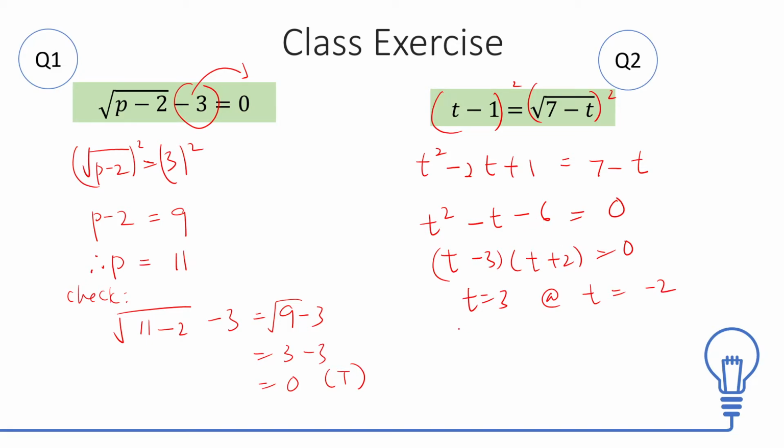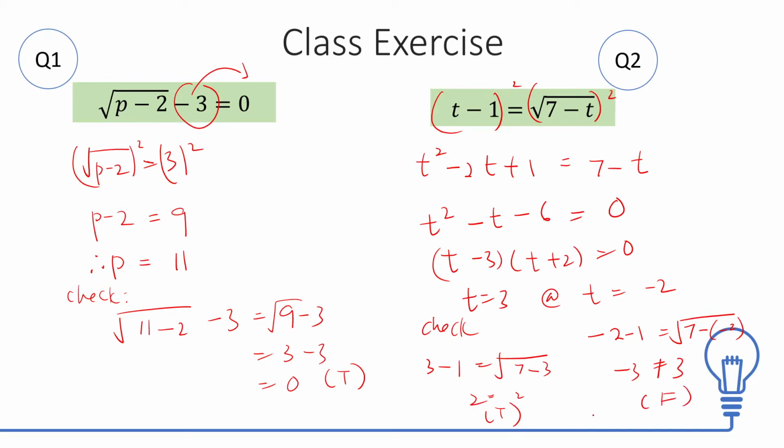As usual, you will need to do the checking. So when t is 3, 3 minus 1 equals the square root of 7 minus 3, so this is 2, 2, this one is true. And then when we have t equals negative 2, negative 2 minus 1 equals the square root of 7 minus negative 2, this one is 3. This is negative 3, this one is invalid, false. So my final answer, t equals 3 only.